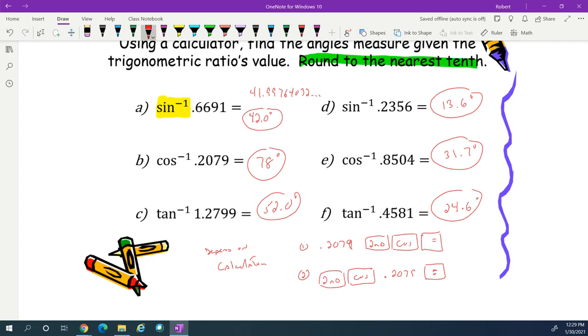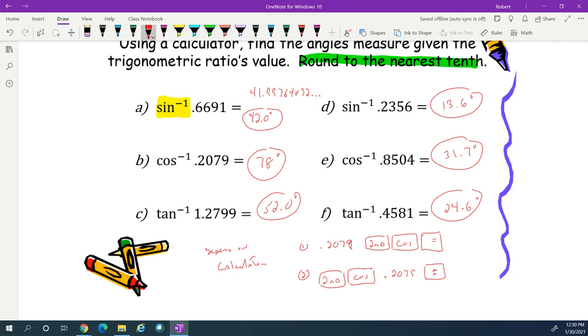Now, remember when we did trig, when we hit that sine button, we got a decimal, we went to the 10,000ths. Notice here, we're giving the calculator that decimal to the 10,000ths. So with regular sine, we gave it the angle and got the decimal. With inverse sine, we give it the decimal to get the angle. We're using it backwards. That's why we have to do the inverse.